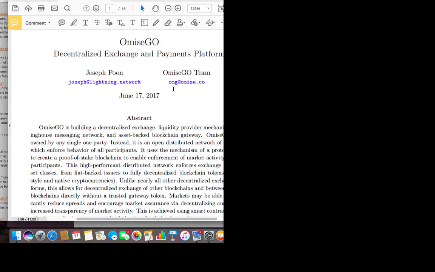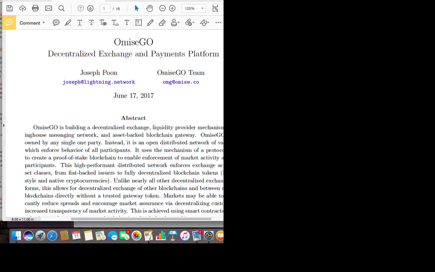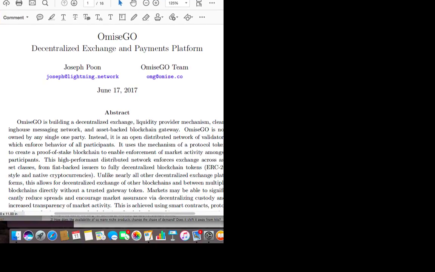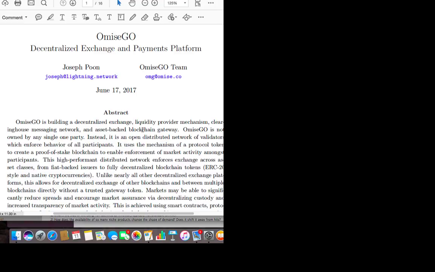Alright guys, so I have the original Omisego white paper here. The title of it is the Decentralized Exchange and Payments Platform. I also have the latest slide deck that Omisego provided, I think it was at the end of October. And so we'll go over that and discuss really the meaning behind it and potentially what the implications are for the technology. Okay, so with that said, guys, let's get into it.